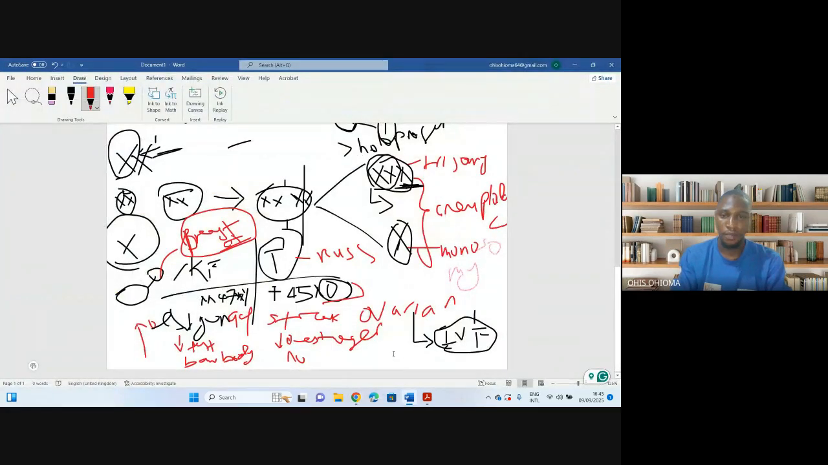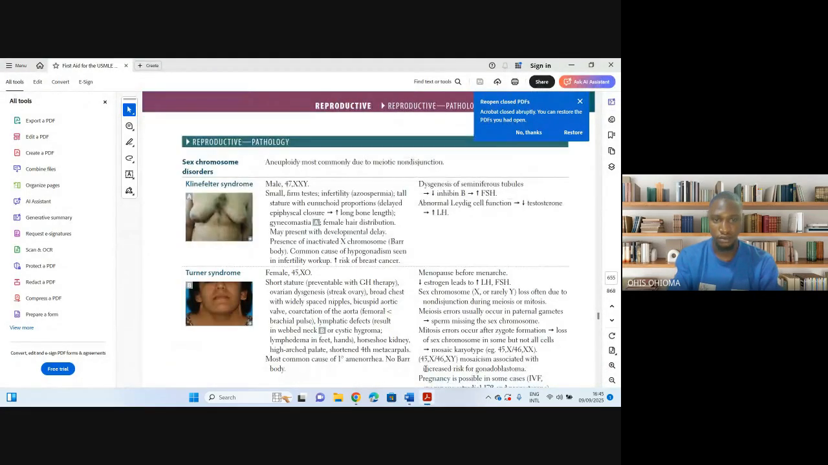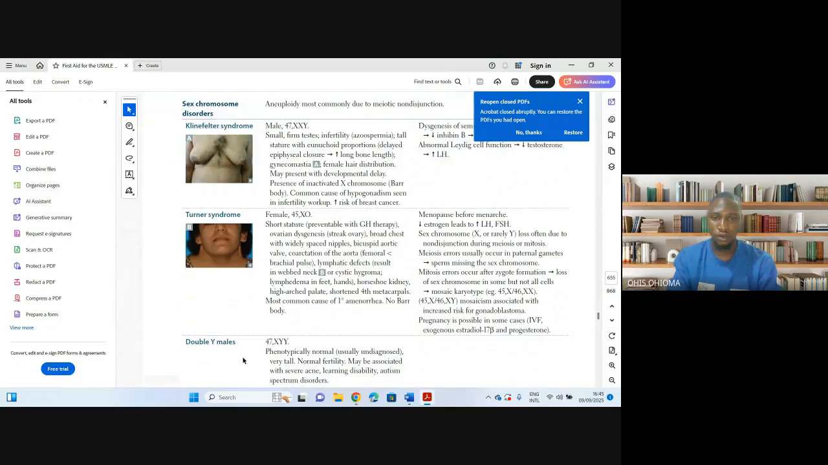So now this Klinefelter syndrome that I told you about, 47,XXY, is different from what we call a double Y. What do you call it now? A double Y, yes, double Y chromosome, which is what you see here. Double Y chromosome, you can see.